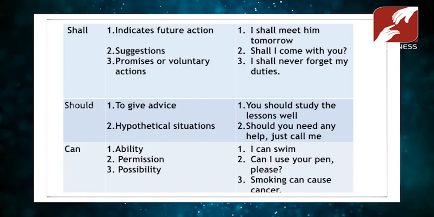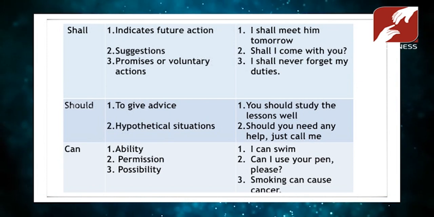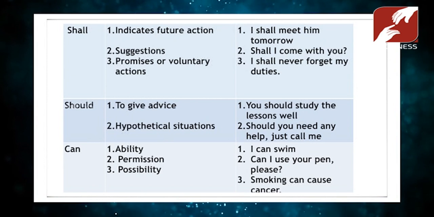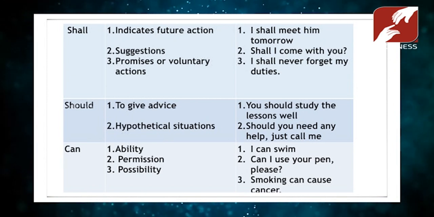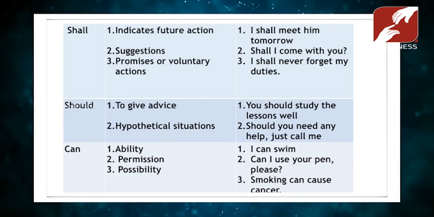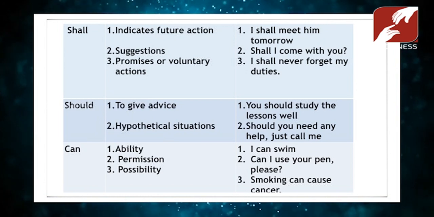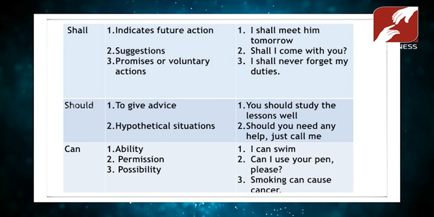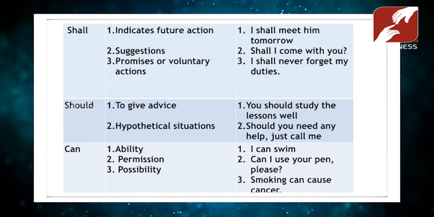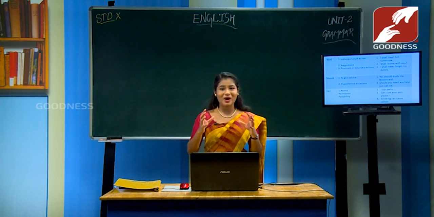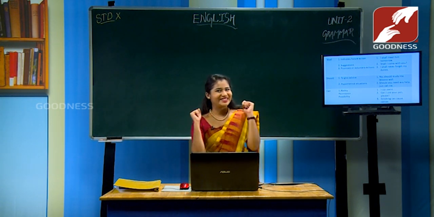See, can denotes ability or talent. For example, I can swim, I can dance, I can read. All these are the abilities or talents. So normally we use can to denote some sort of talents or abilities. We have already seen about the usage of can, isn't it?